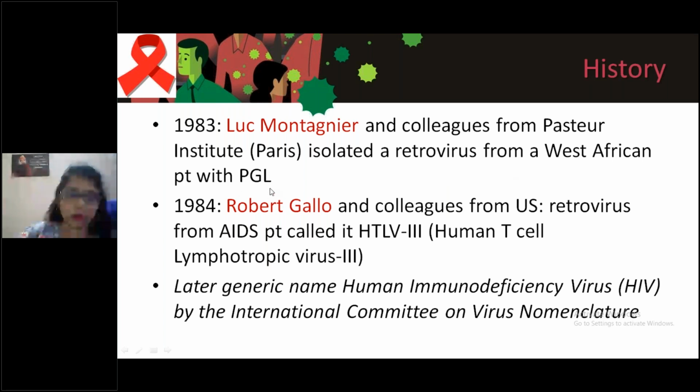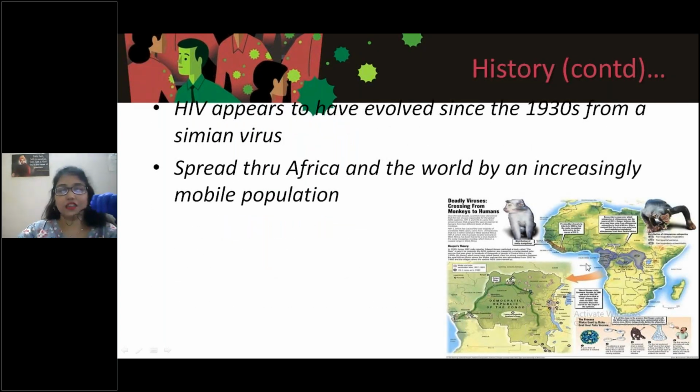And this was isolated from a West African patient with lymphadenopathy. Robert Gallo and colleagues isolated this retrovirus from an AIDS patient and called it HTLV-3. Later on, they knew that these two viruses are the same. So the generic name was given by the International Committee on Virus Nomenclature, that is HIV, Human Immunodeficiency Virus. It has been seen that it evolved from a simian virus, a monkey virus, onto humans and spread through Africa and the world by an increasingly mobile population, because now the population is quite mobile. So it's very easy for any infection to spread.